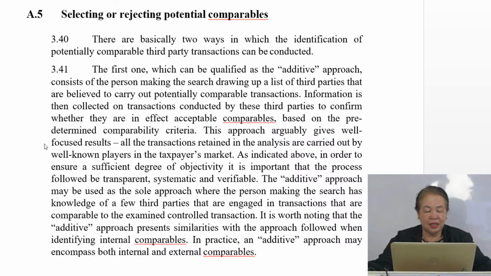Sa atin, Hari, di ba ang ginagawa natin? Halimbawa, meron tayong 400 companies, and then point of elimination na lang. So, hindi yun additive. Doon tayo sa isa, no? The first one, which can be qualified as the additive approach, consists of the person making the search drawing up a list of third parties that are believed to carry out potentially comparable transactions. So may listahan ka na. Then information is then collected on transactions conducted by these third parties to confirm whether they are in effect acceptable comparables.